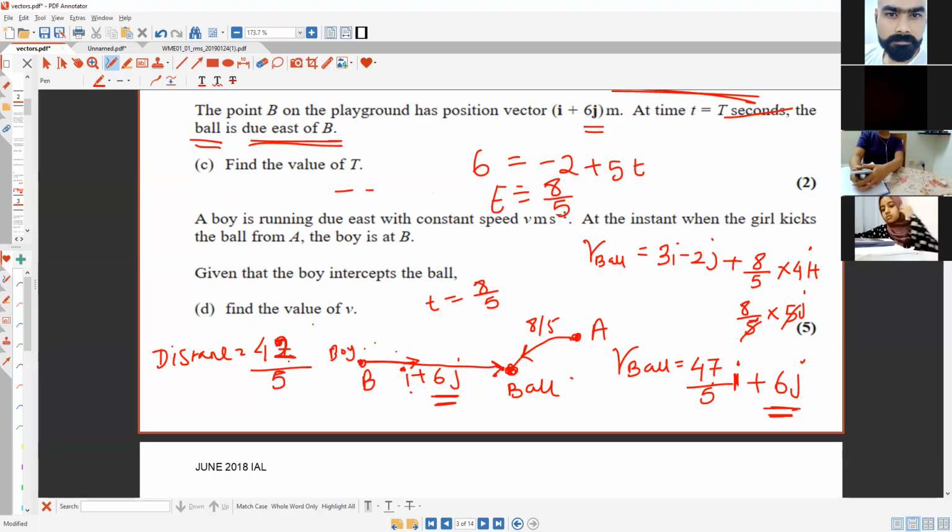You can ask him, isn't it 42/5 i? Doesn't matter. The magnitude of the displacement is the distance. Like if your displacement is 3i, your distance is 3, because the square root of 3 squared is 3. So if your displacement is 42/5 i, the distance is going to be 42/5 only. You got your distance, you know your time, so speed is equal to distance by time taken. Now, did everyone here understand, or do you want a repeat explanation of this from me?